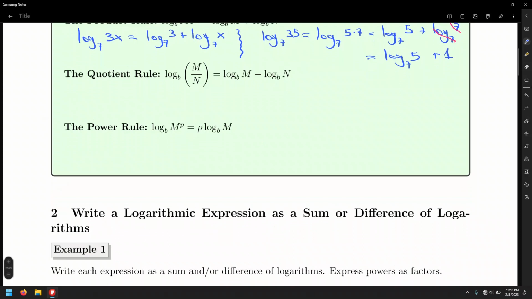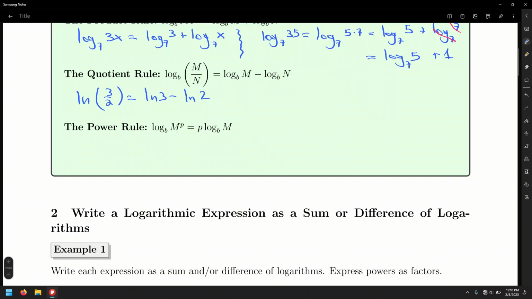Let's look at the quotient rule. For the quotient rule, what if we have, I'm going to use ln this time. We can use any base we want, whatever base we're given. ln of, maybe, 3/2. This will be simply ln of 3 minus ln of 2. That's how this works. Just the difference of the logarithms coming from a quotient.